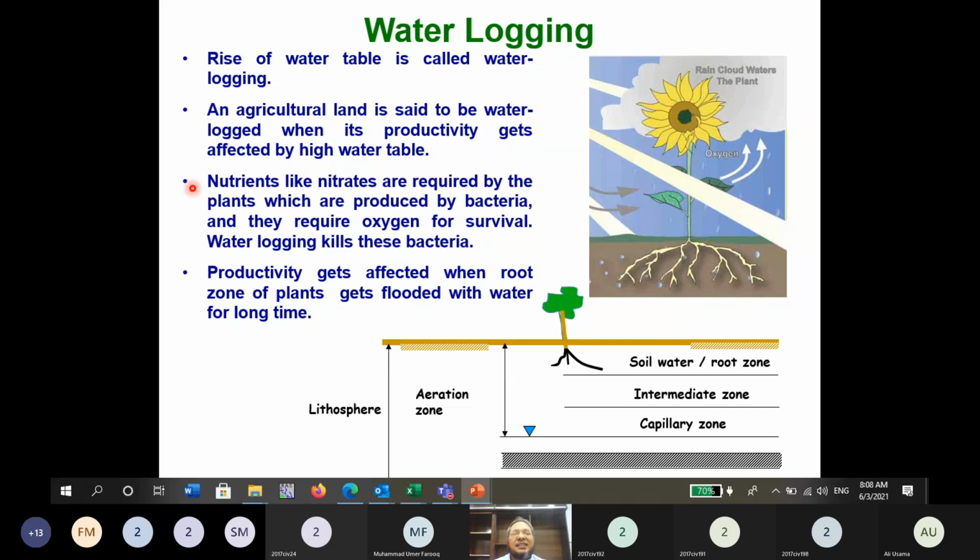Once the water table rises, the nutrients like nitrates, which are required by the plants and crops and which are produced by bacteria, are affected. Bacteria require oxygen for their survival. If there is waterlogging, it means the voids of the soil are fully filled with water. If this is within the root zone of the plant, there won't be much oxygen, bacteria production would cease, and nitrates will not be produced. Hence the productivity of the plants and crops reduces due to the waterlogging. All right.